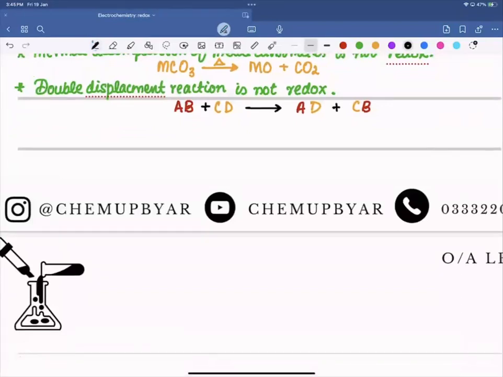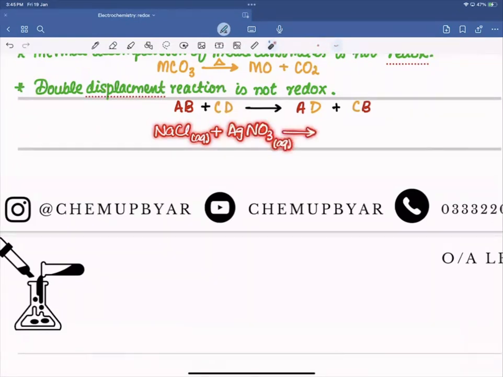Sir, can you give an example of a double displacement reaction? Yeah, I will. For example, I have aqueous sodium chloride, a kind of reaction you have studied in your O levels or IGCSE, and silver nitrate. Both are aqueous. When we mix them, sodium nitrate forms, which is aqueous, and silver chloride forms, which is solid. So it precipitates out.